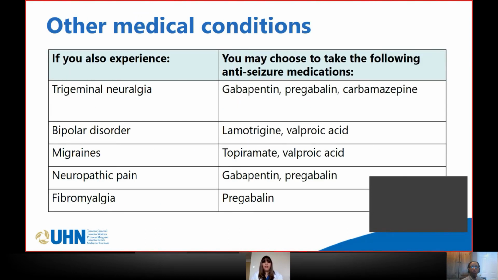And then for other medical conditions, for people who have other underlying medical conditions, some anti-seizure medications can actually help with their other conditions as well. So for people who have trigeminal neuralgia or facial nerve pain, gabapentin, pregabalin, and carbamazepine are helpful. For bipolar disorder, lamotrigine and valproic acid are helpful. For migraines, topiramate and valproic acid are helpful. And for nerve pain, gabapentin and pregabalin could be good options. So this way, one medication could help both underlying conditions, and it would reduce the number of pills that a patient needs to take.